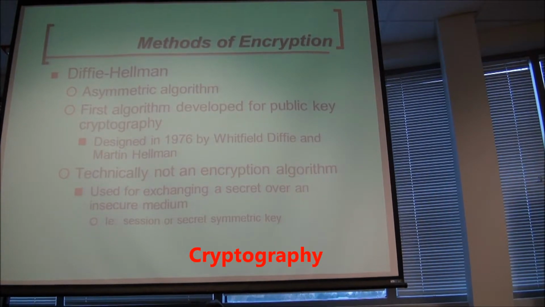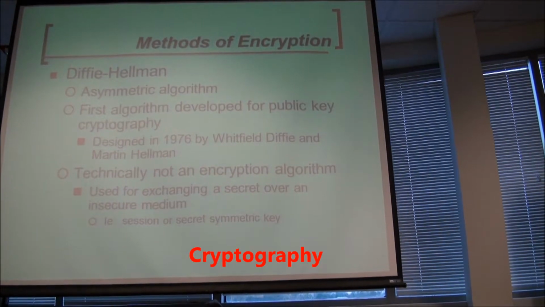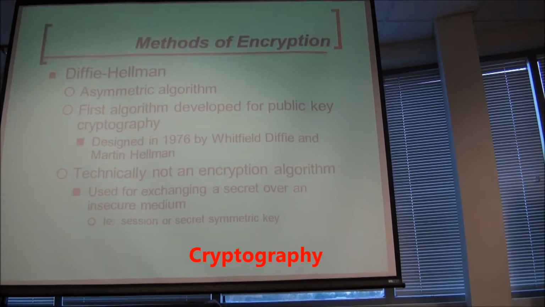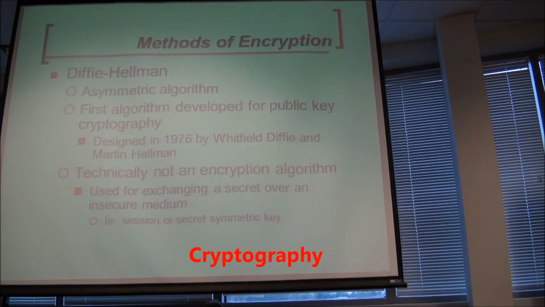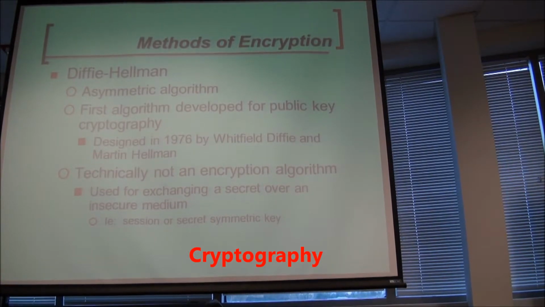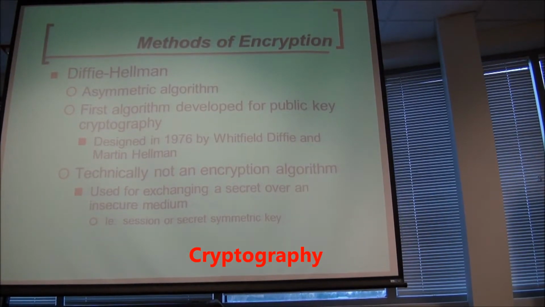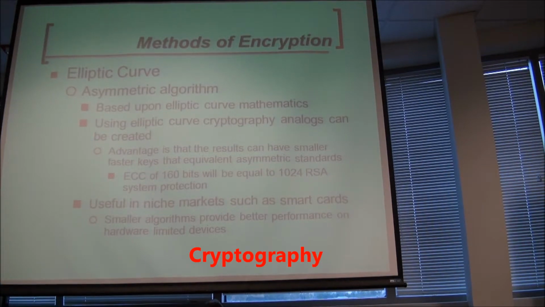Right. So really the successor to this is the IKE and ISAKMP. That's where those were derived from. The Internet Key Exchange and the ISAKMP. We'll see those. Then you've got elliptic curve.